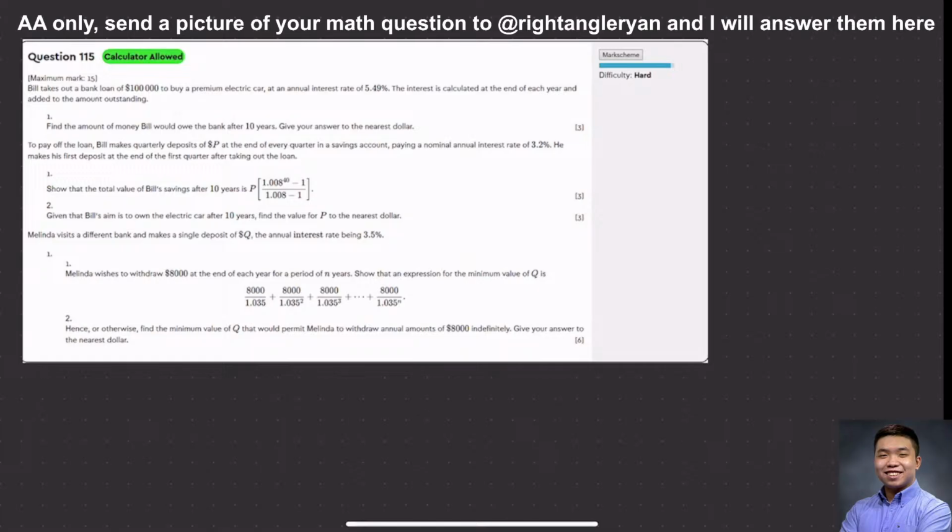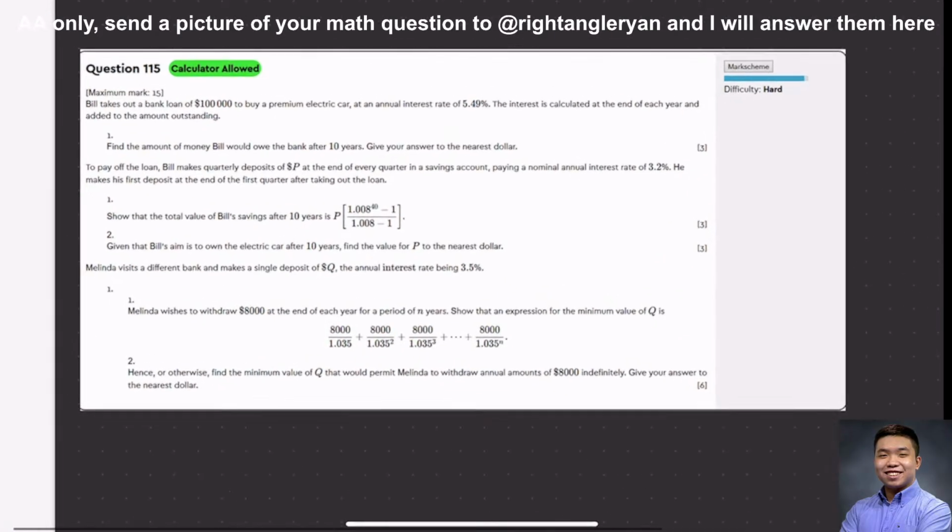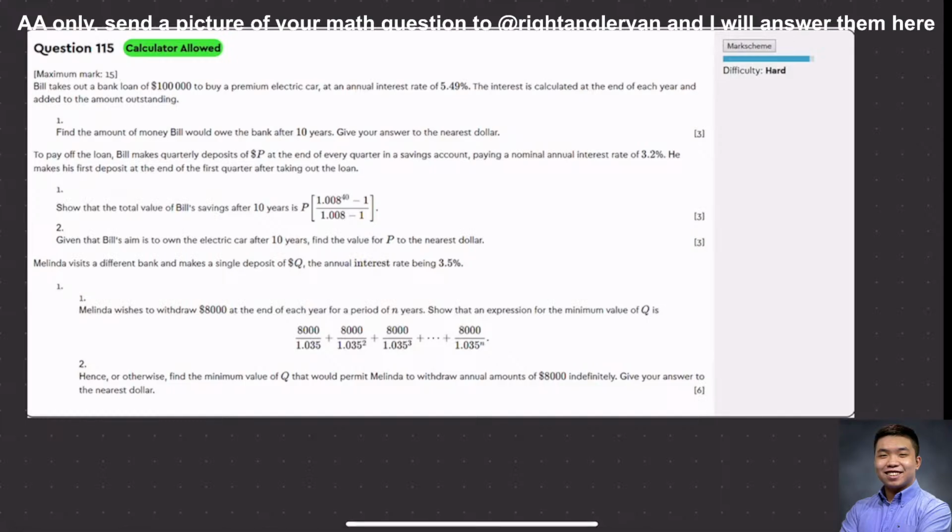Okay, new question. We have another question. So this one is probably going to be geometric sequence and series. So let's look at part one. Bill takes out a bank loan of 100,000 to buy an electric car.